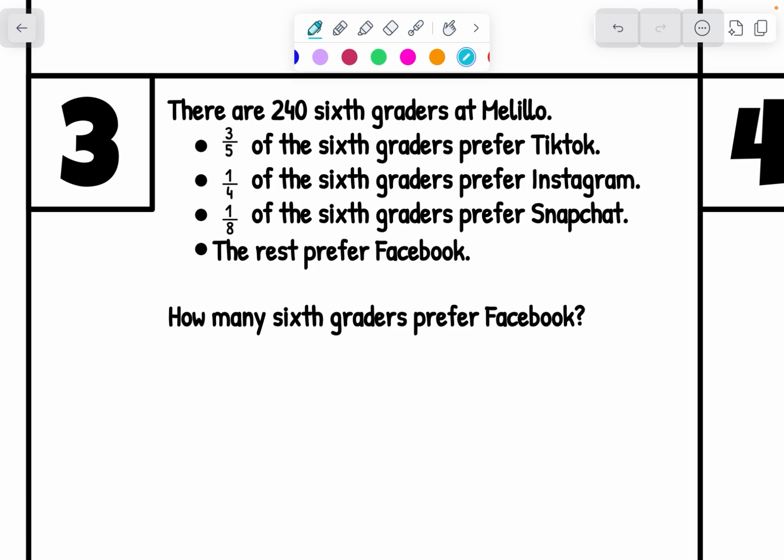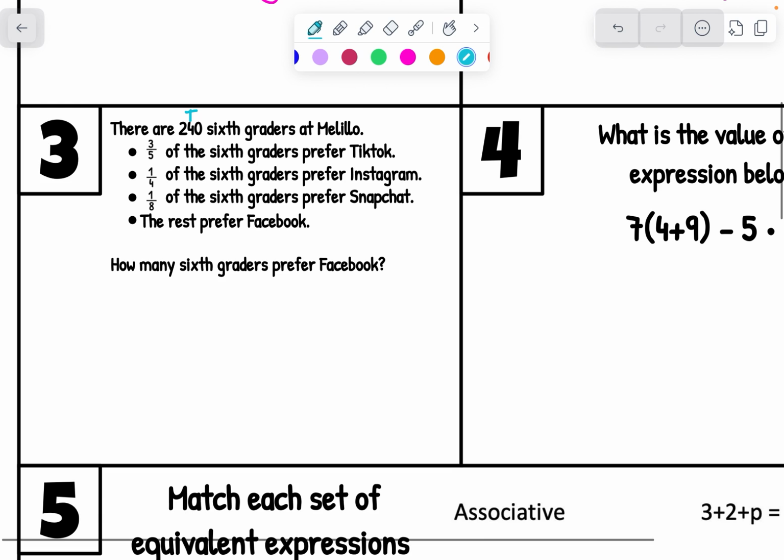Number 3. There are 240 6th graders at Malillo. 3/5 of the 6th graders prefer TikTok, 1/4 of the 6th graders prefer Instagram, and 1/8 of the 6th graders prefer Snapchat. The rest prefer Facebook. How many 6th graders prefer Facebook? So I know that 240 is my total. That's what I'm starting off with. So we're going to break it down from there.